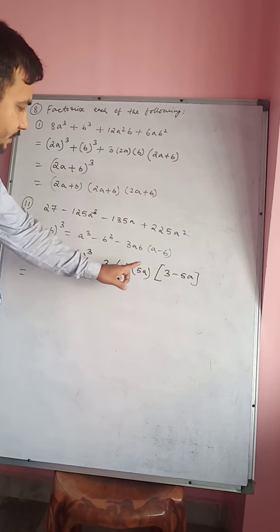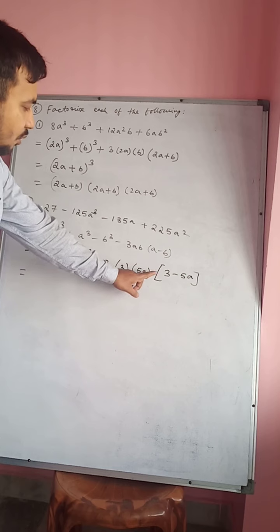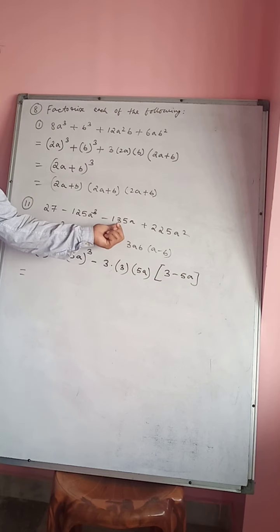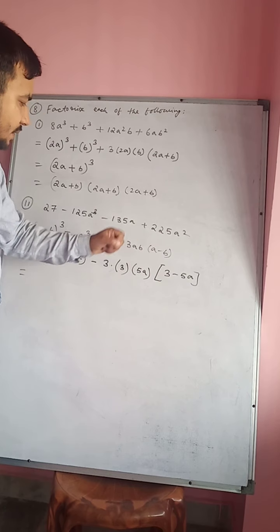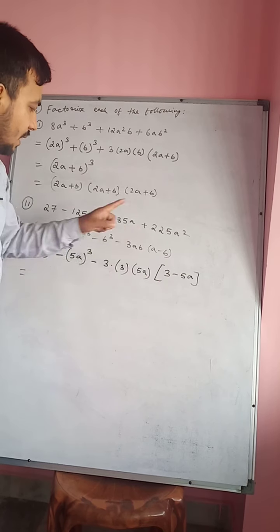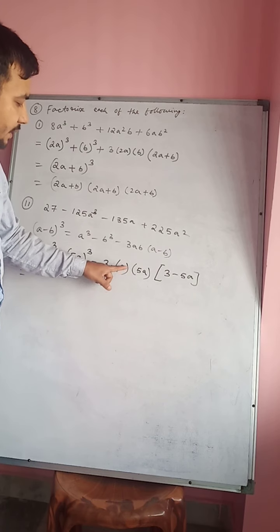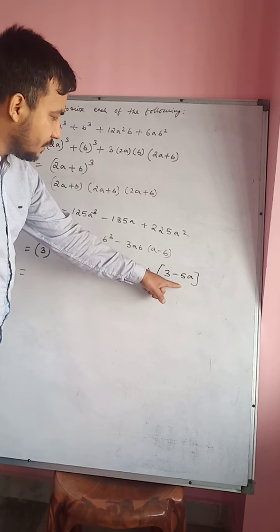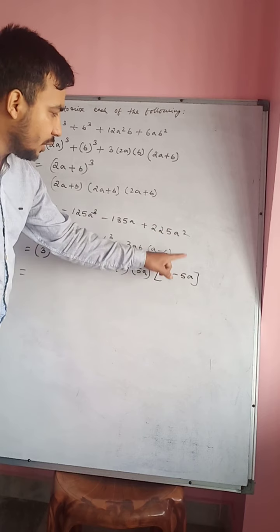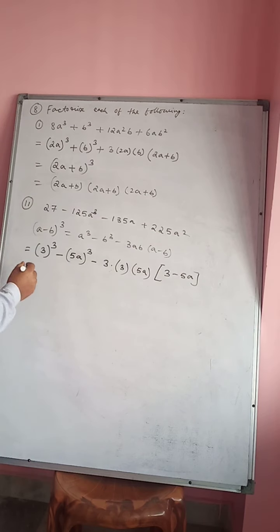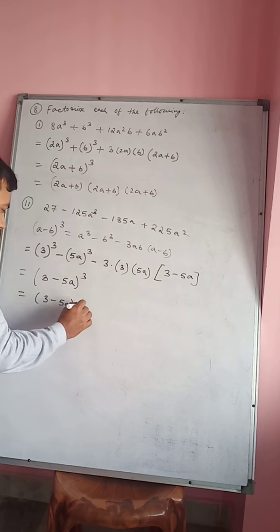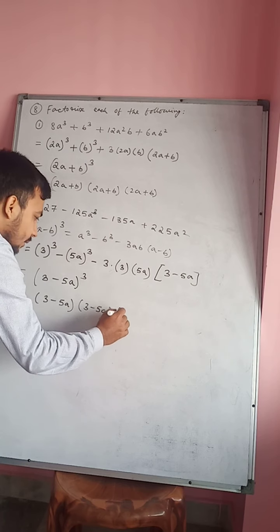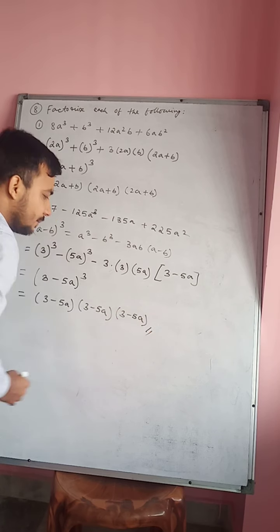3 3s are 9, 9 5s are 45, 45 into 3 if you multiply you will get 135a, and minus minus, don't get confused, minus minus plus. So 3 3s are 9, 9 5s are 45, 45 into 5 is 225, a into a will be a square. So what will be the short form of this? This will be 3 minus 5a whole cube. So this will be 3 minus 5a, 3 minus 5a and 3 minus 5a.